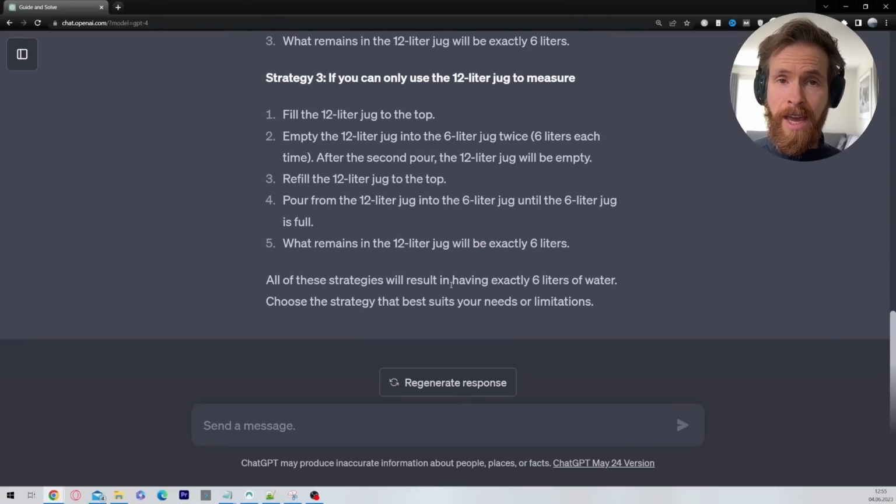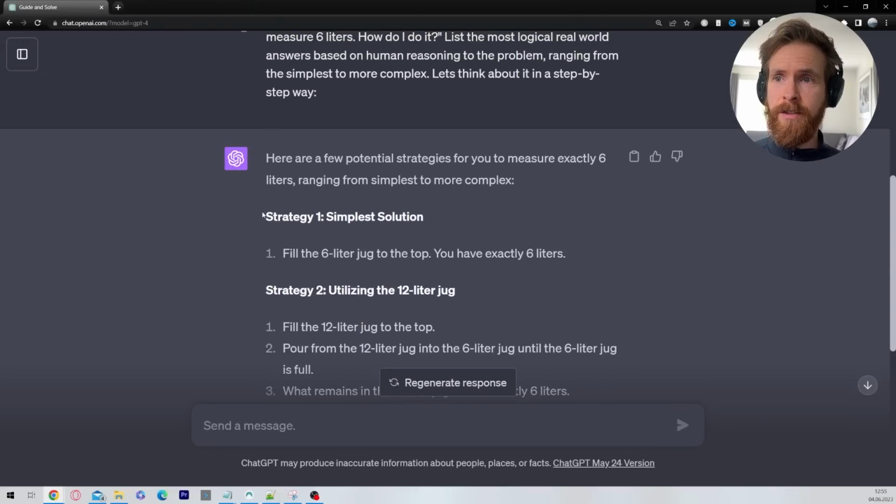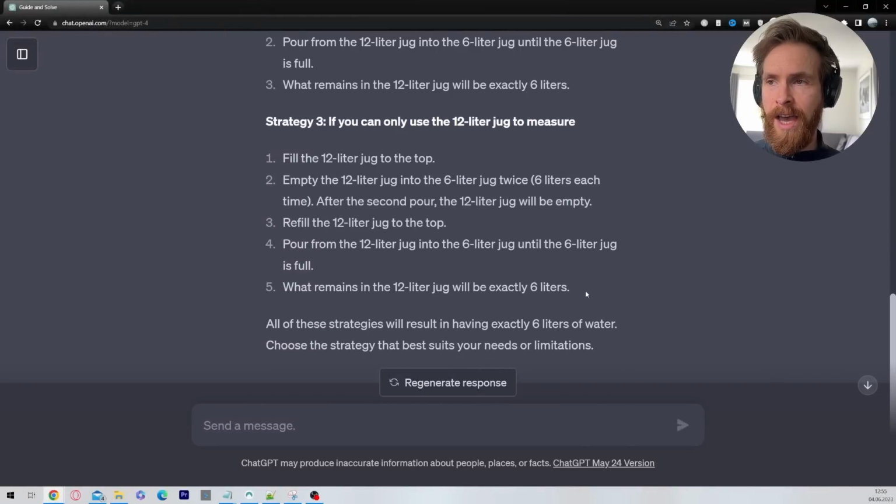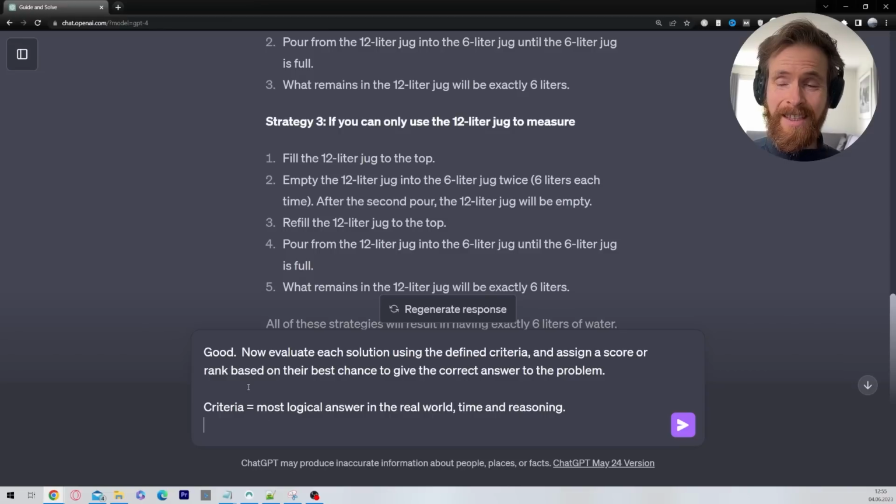And now you can see we end up with 3 different strategies. So the simplest solution is basically fill the 6-liter jug to the top. You have exactly 6 liters. Perfect, that is the answer, of course. But still, it's gonna give us a few other strategies that are kind of stupid, so I wanna elaborate more. So then the next step is gonna be good.